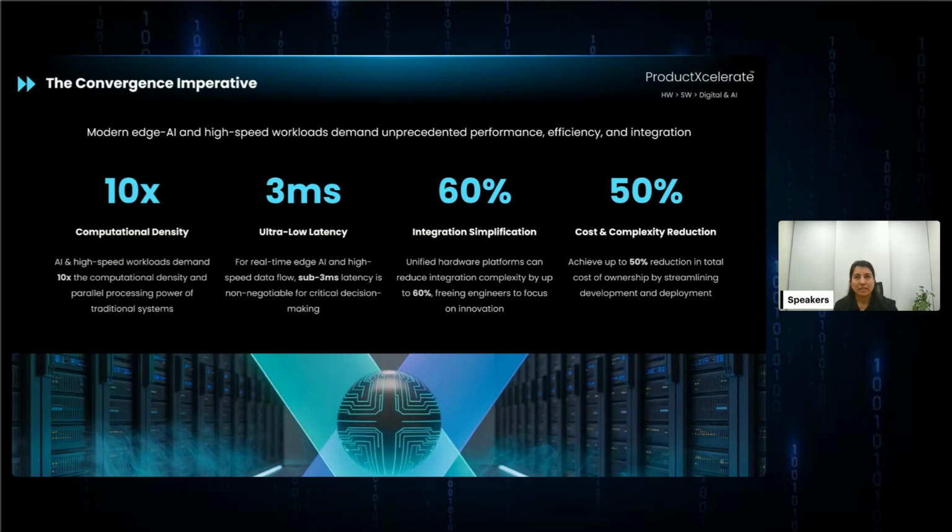So, what does this mean? It needs 10 times the compute density compared to 5 years ago. It requires sub-3 millisecond latency budgets for decision making, and it needs 50 to 60% higher integration complexity if you treat each subsystem separately. So, if you don't unify hardware, you spend your cycles fixing it and not innovating. Unification makes convergence manageable, and that's why convergence isn't optional anymore. It's the only way to make products faster, smarter, and still predictable.